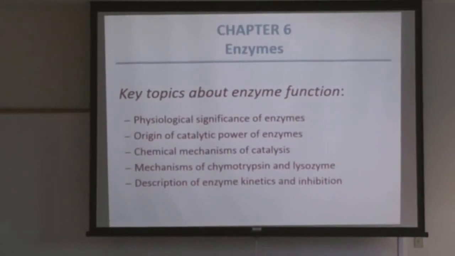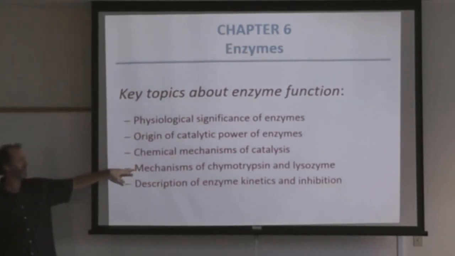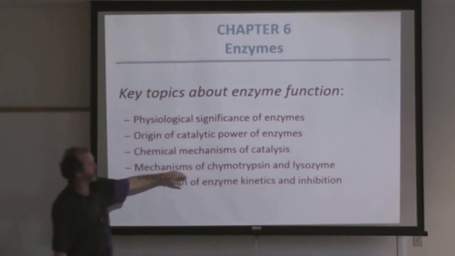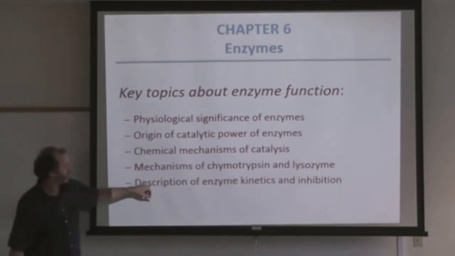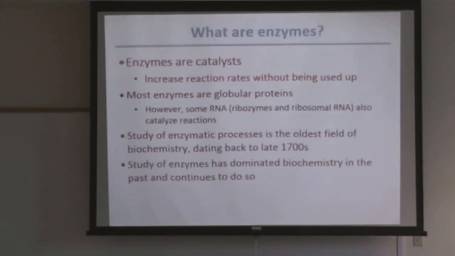So key topics, we're going to talk about the physiological significance of enzymes, origin of the catalytic power, chemical mechanisms of catalysis, we'll go through some of those, and mechanisms of chymotrypsin and lysozyme, and then description of enzyme kinetics and inhibition. So what are enzymes? They're catalysts, right? So what do catalysts do? Speed up the reactions without being consumed, and they don't change the equilibrium and so forth.